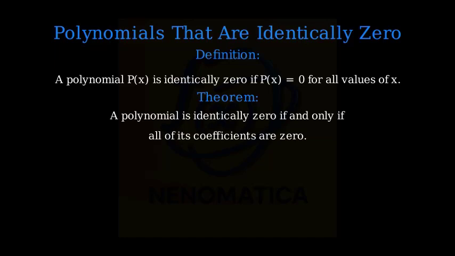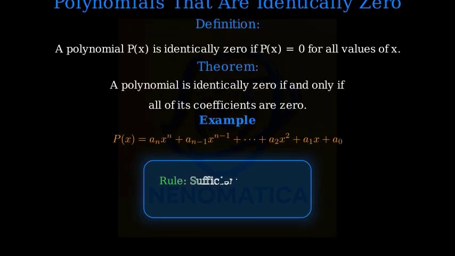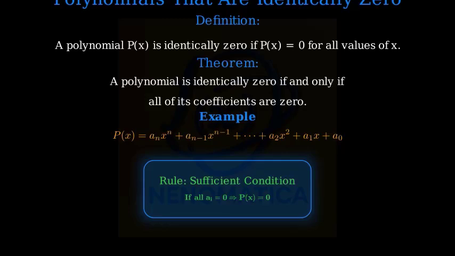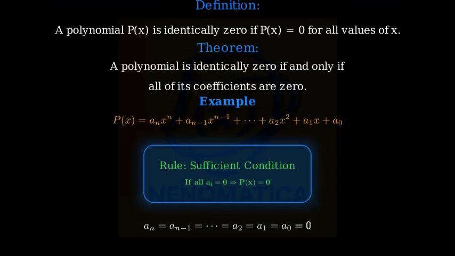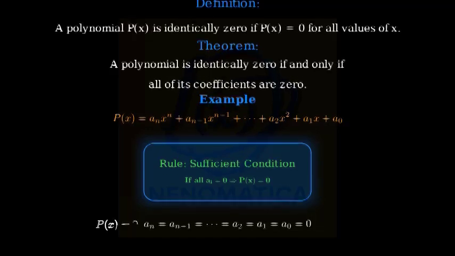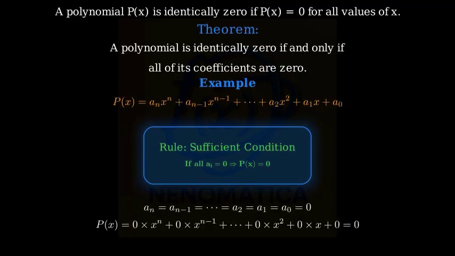Let's consider the general form of a polynomial. We can write a polynomial of degree n as p of x equals a sub n times x to the power of n, plus a sub n minus 1 times x to the power of n minus 1, plus a sub 2 times x squared, plus a sub 1 times x, plus a sub 0. Now, let's prove our theorem. First, if all coefficients of the polynomial are 0, that is, if a sub n equals a sub n minus 1 equals a sub 2 equals a sub 1 equals a sub 0 equals 0, then the polynomial p of x equals 0 for any value of x.